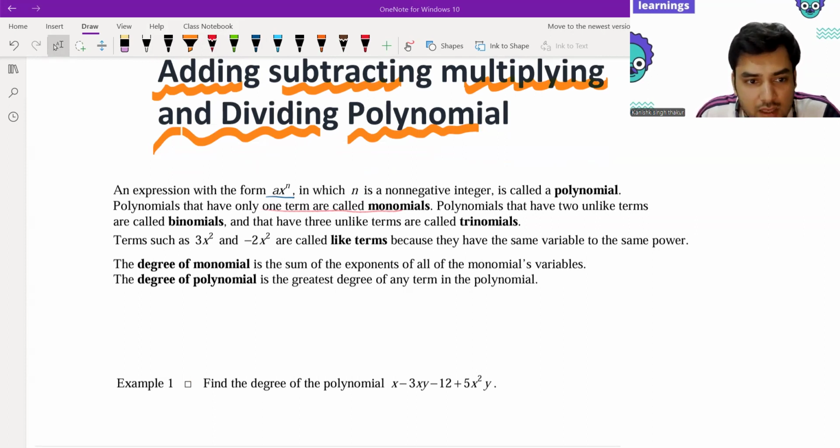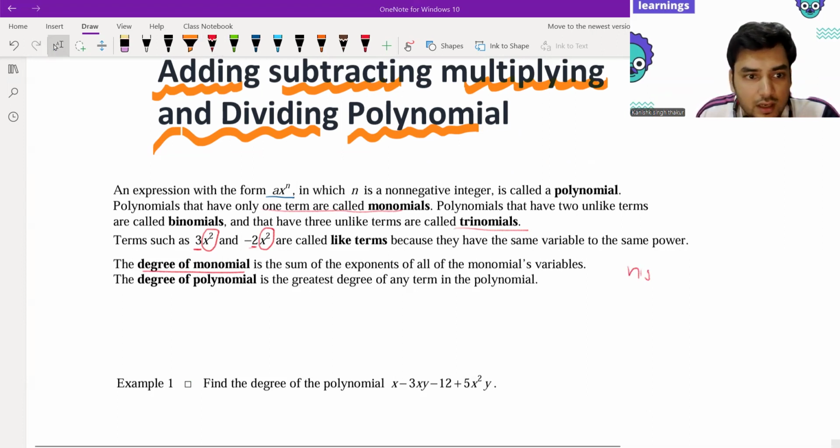Right, now what are like terms? Those which are exactly the same, right? Meaning, like you have x square and x square here. Not just the same variable, but the term should be exactly the same. Only the number in front is different. Okay? And the degree of a polynomial is the highest power of the variable which you have, right?